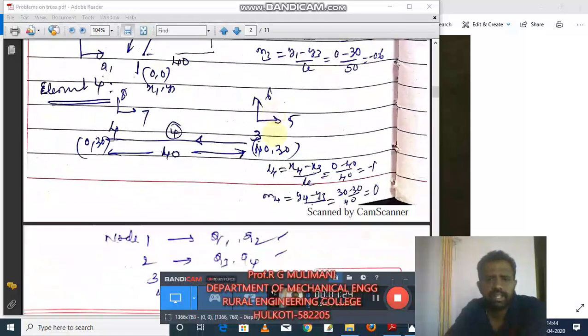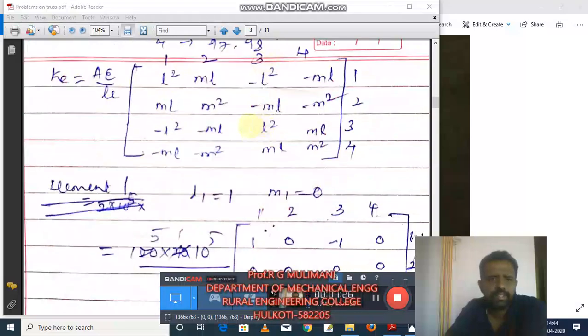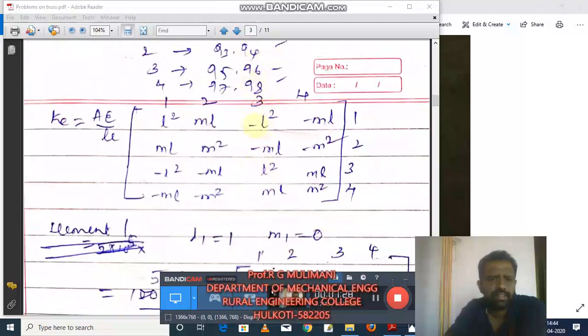Okay, let us find the nodal displacements. Before that, we know that KQ is equal to F, where K is the stiffness matrix, Q is the nodal displacement and F is the force vector. To find the nodal displacement, first we need to find the stiffness matrix. We already know the stiffness matrix for the truss element. This 4x4 matrix is the stiffness matrix for one element.